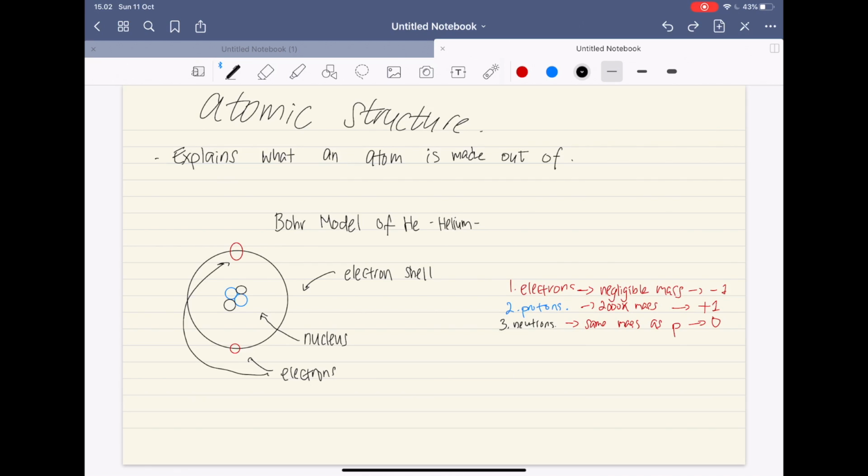In this video we're going to cover atomic structure. This is basically what atomic structure is. The definition is written here and explains what an atom is made out of. As you can see in the diagram below, this is a Bohr model of a helium atom. We will just focus on this diagram.